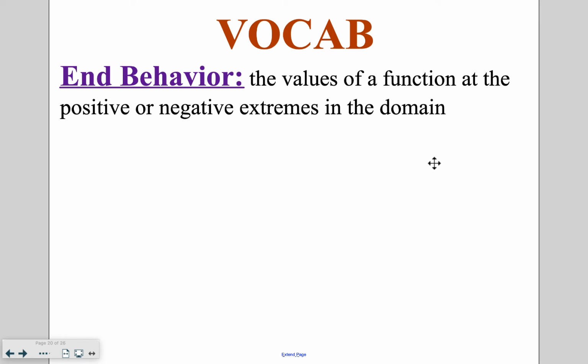The last thing we're going to look at in this lesson is called end behavior. This is the values of the function at the positive or negative extremes in the domain. AKA, it's looking for, as those arrows point out the end of the graph, what are the values actually doing?